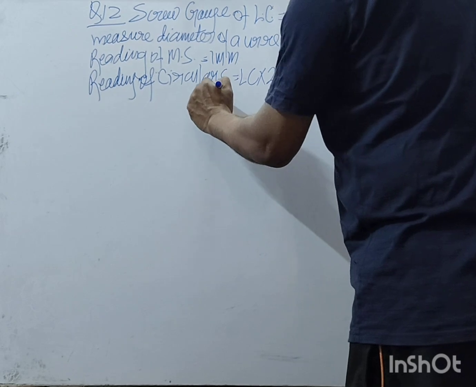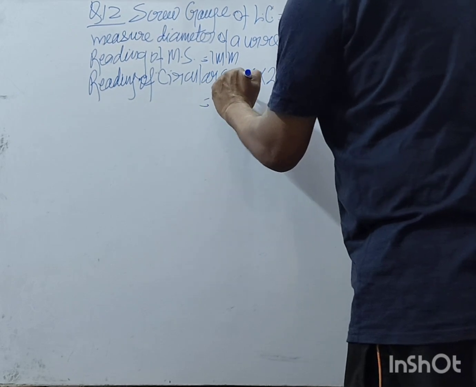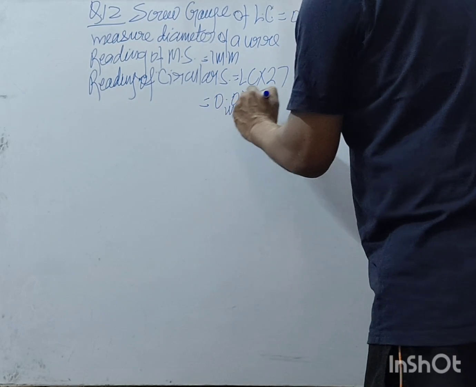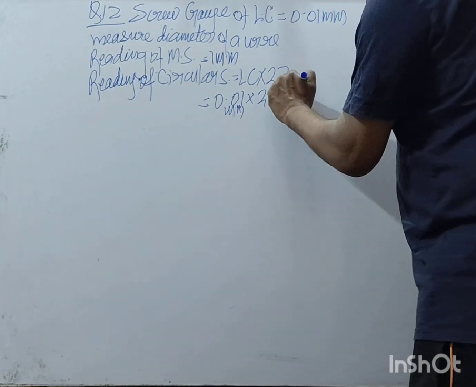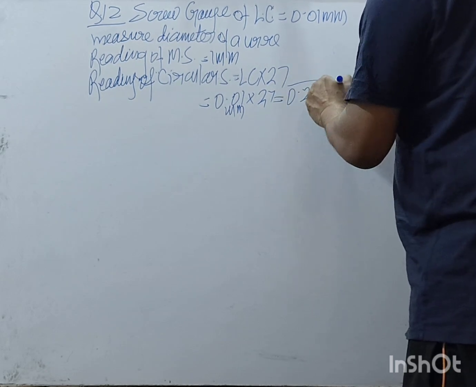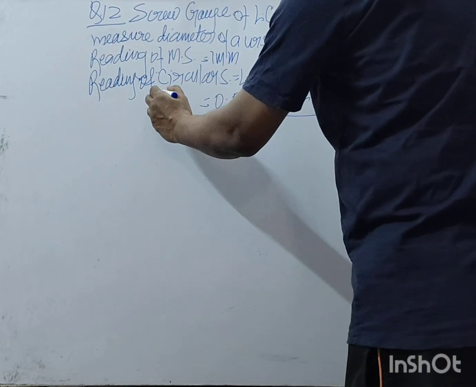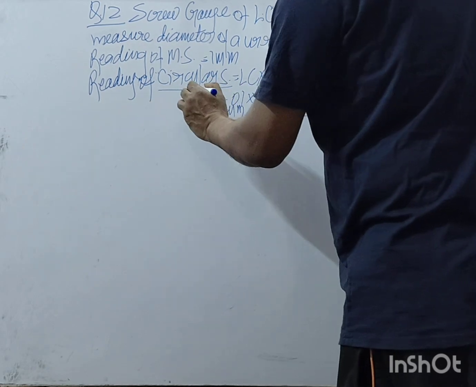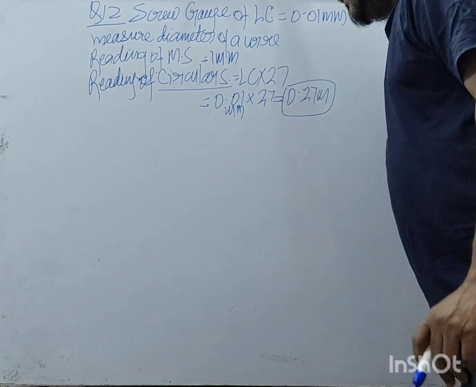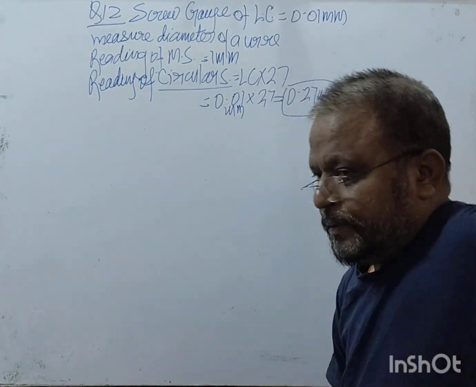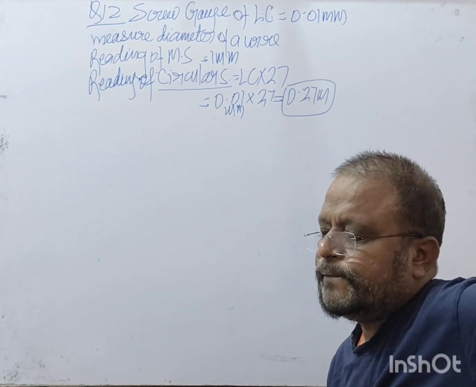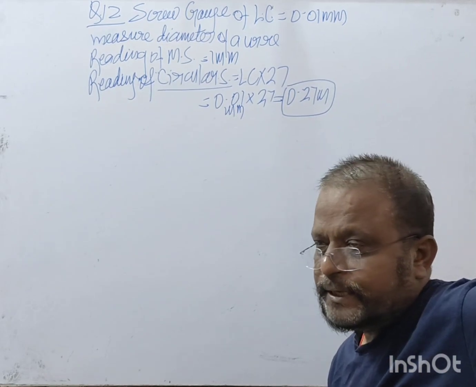Least count is 0.01 into 27. This is in millimeters. So it is 0.27 millimeter. This is the circular scale reading, right? Reading of circular scale and main scale. So the measured reading is how much?